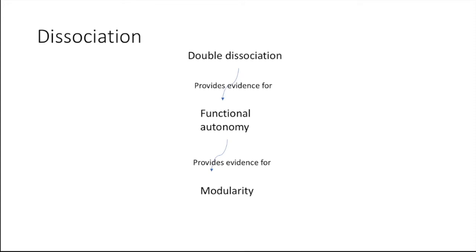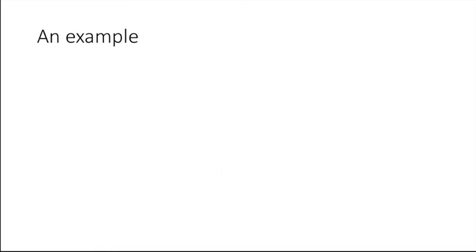So in general, then, if we look at the direction of the evidence, double dissociation provides evidence for functional autonomy, which in its turn provides evidence for modularity. An example. So what is functional dissociation? Let's give a simple, perhaps an oversimplistic example.